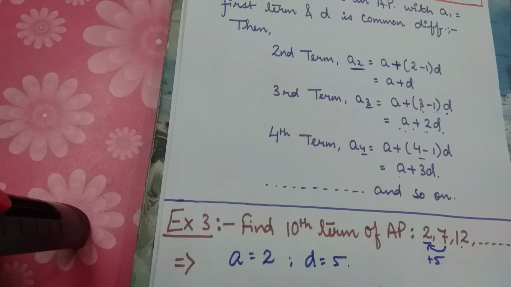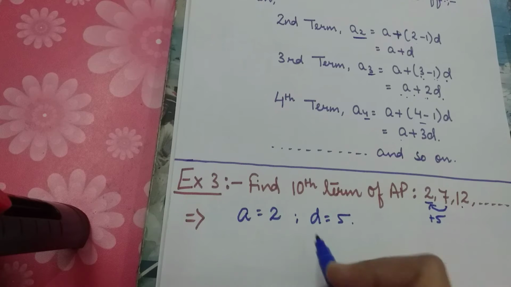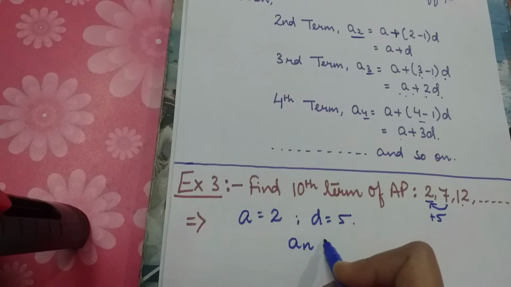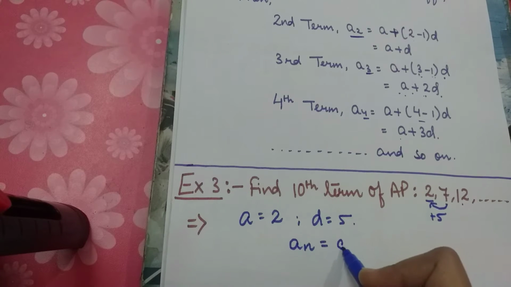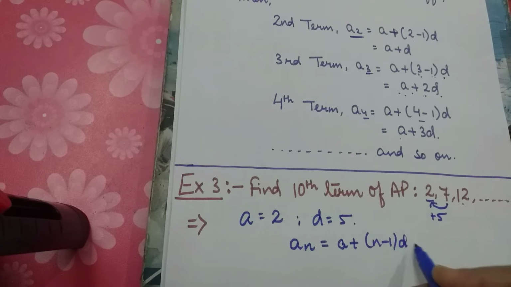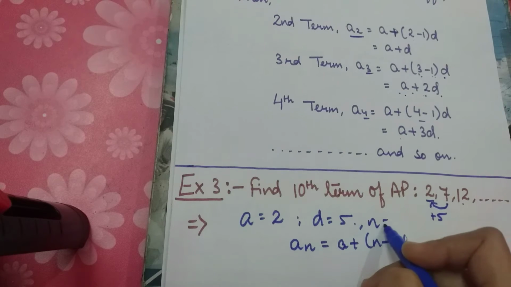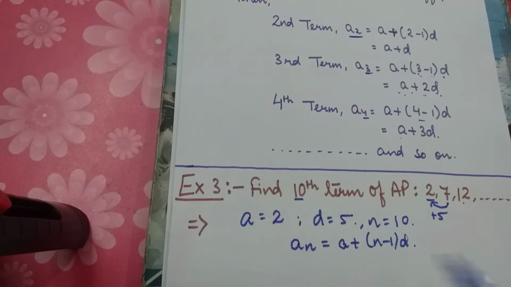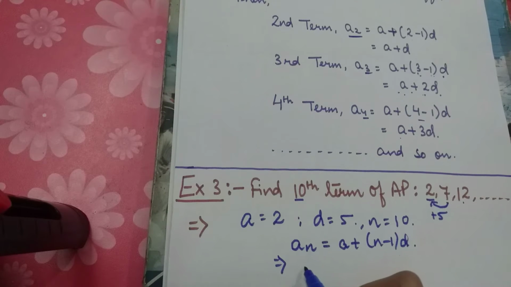For finding the 10th term, first write the general form. The nth term is given by the formula a + (n - 1) d. We have to find the 10th term, so the value of n here is 10. So we have to find a10.